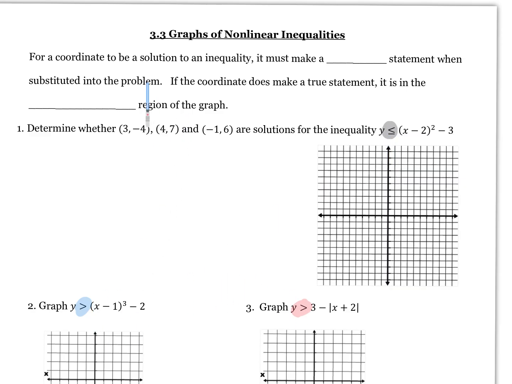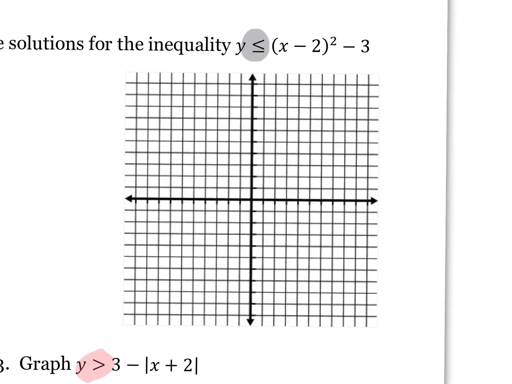All right, people. For a coordinate to be a solution, it must make a true statement when substituted into the problem. True, you got it. If the coordinate does make a true statement, then it's in the which region? Shaded. Great. So with that being said, I just want us to practice graphing these again.